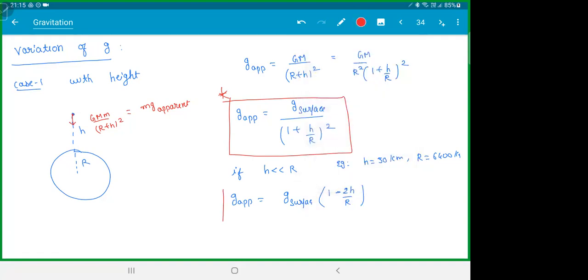Now be very careful. Most people goof up with this. They write this formula for every height. You need to understand whether the height is small or big and appropriately use this. Have a look at this. So this is how g changes with the height. Let me show you how they'll frame a question on this.